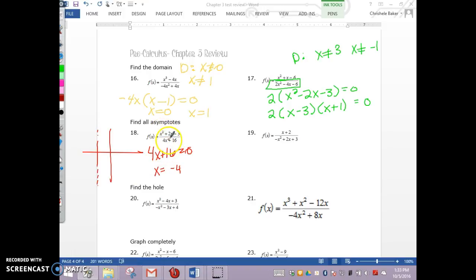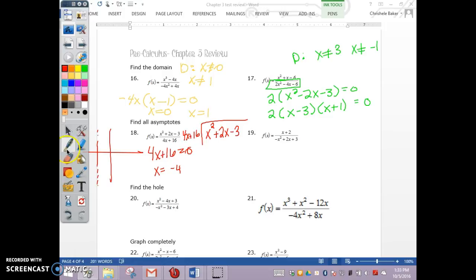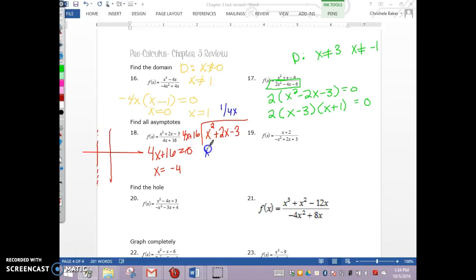Since my numerator is bigger than my denominator in power, I have to do some long division to find my slant asymptote. 4x goes into x squared a fourth x times. A fourth x times 4 is x squared. A fourth x times 16 is 4x, and I'll subtract. I get negative 2x minus 3. How many times does 4x go into negative 2x? Negative half times. So negative half times 4 is negative 2x minus 8.